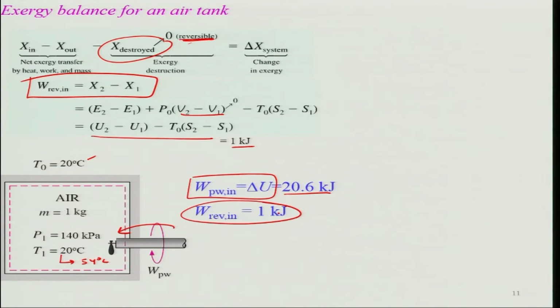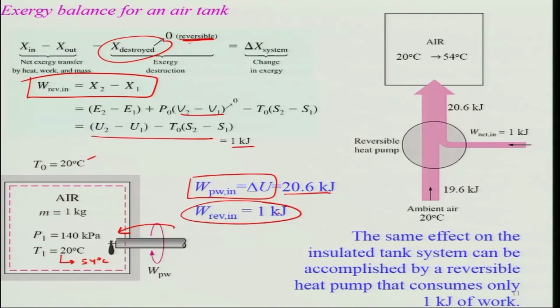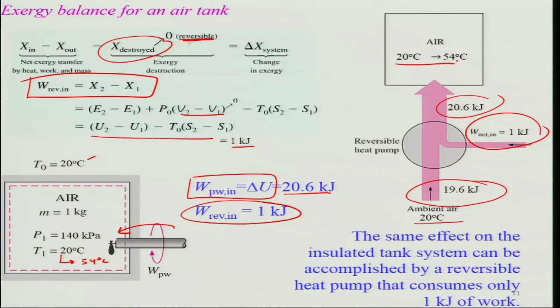This can be realized by considering that this whole operation can be represented in this form, where the reversible heat pump is making use of the ambient condition at 20 degrees Celsius, which supplies 19.6 kilojoules, and it does a work of 1 kilojoule, and thus your final energy change is 20 kilojoules, which is applied to the air, which changed temperature from 20 degrees Celsius to 54 degrees Celsius. So that means the same effect on the insulated tank can be accomplished by a reversible heat pump that consumes only 1 kilojoule of work. Okay, so that is the analysis of this based on exergy.